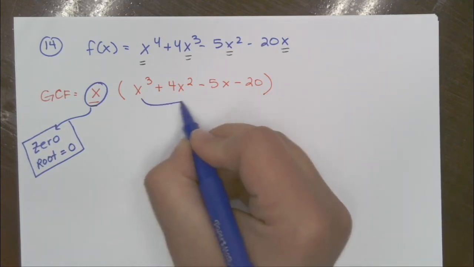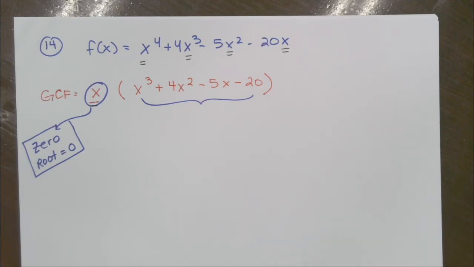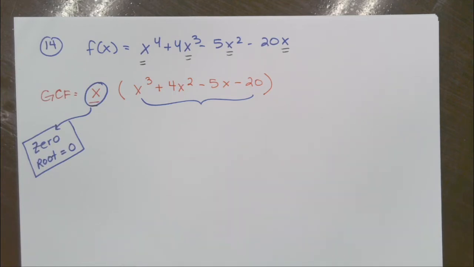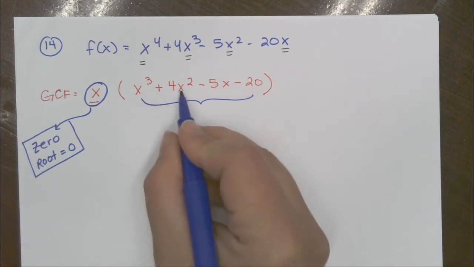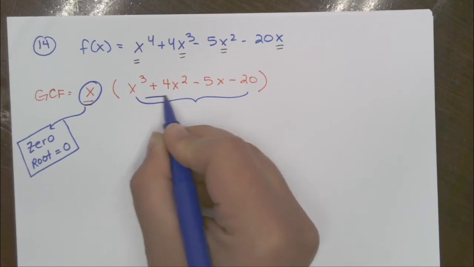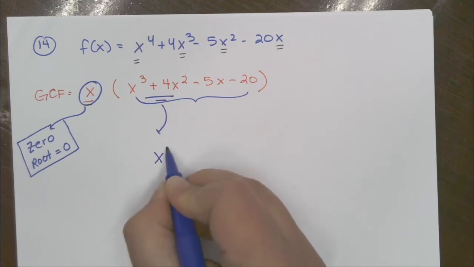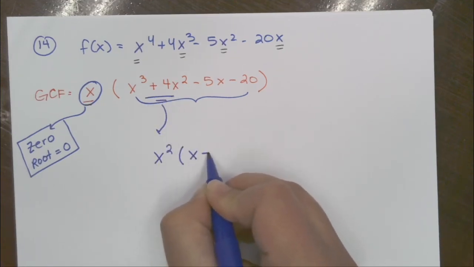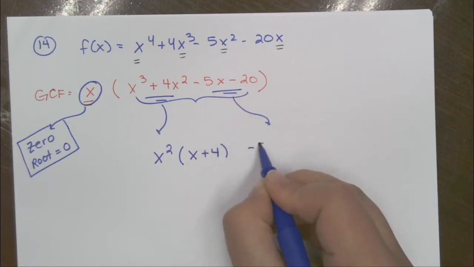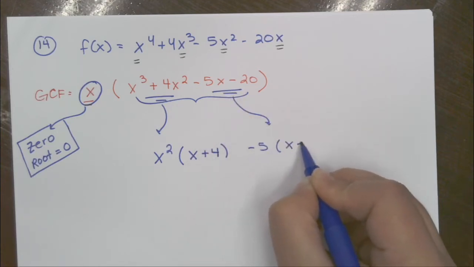From here, I'm itching for grouping. If you can factor, it's a lot easier and faster. If you can't, use the rational root theorem and just start plugging in numbers until you can factor. Because I'm thinking x and x squared, and there's a 20 and a 5. So let's pull out of these two an x squared, leaving behind an x plus 4. And then from these two, let's pull out a negative 5, leaving behind an x plus 4.